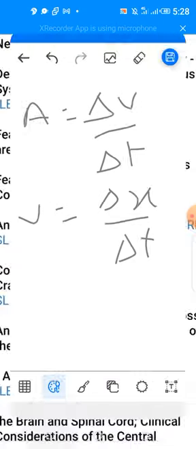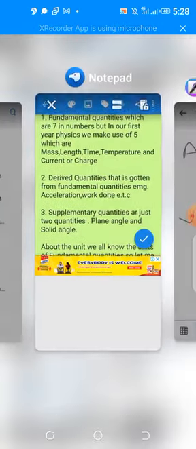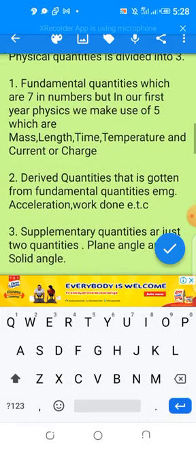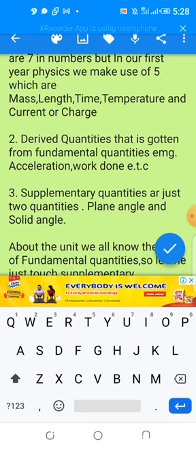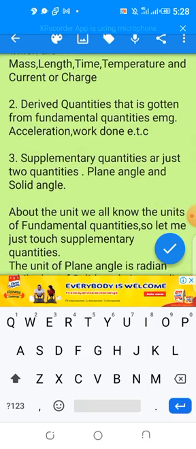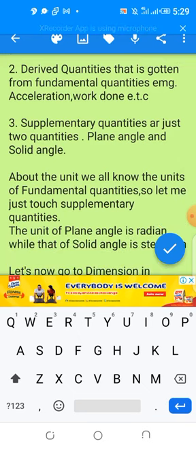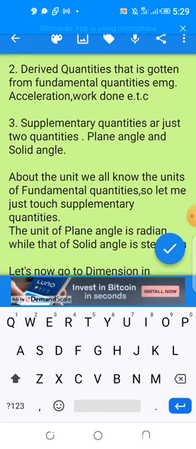If you want to give a definition, you can say fundamental quantities are quantities that cannot be gotten from other quantities. There are seven of them. Derived quantities are quantities that are gotten from fundamental quantities. Now, the last one is supplementary quantities. There are two of them: plane angle and solid angle. Those are the two supplementary quantities that we have.